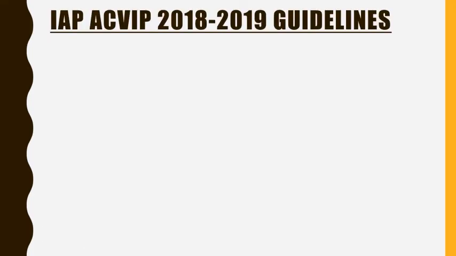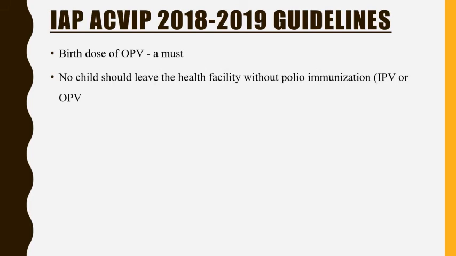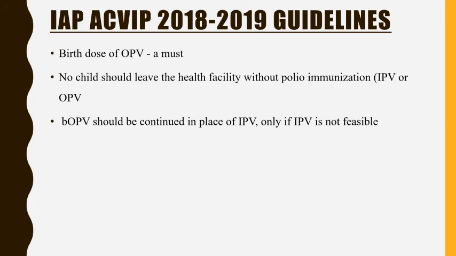The Indian Academy of Pediatrics and the Advisory Committee on Vaccines and Immunization Practices 2018-19 guidelines on polio vaccines are as follows. The birth dose of OPV is a must. No child should leave the health facility without polio immunization, either IPV or OPV. Bivalent OPV should be continued in place of IPV only if IPV is not feasible.